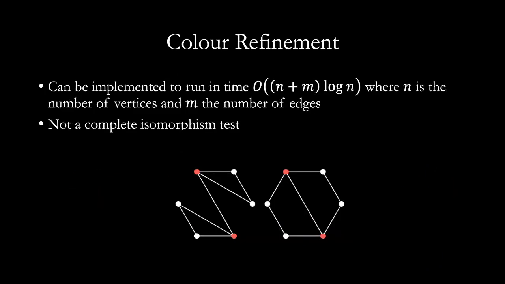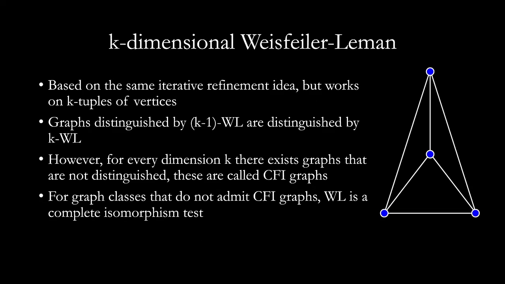This algorithm is very similar to the standard algorithm for minimizing deterministic finite automata. Borrowing ideas from Hopcroft's DFA minimization algorithm, color refinement can be implemented to run in time O((n + m) log n), where n is the number of vertices and m is the number of edges. As mentioned before, color refinement is not a complete isomorphism test, since it fails to distinguish simple non-isomorphic graphs, as seen here. The k-dimensional Weisfeiler-Lehman is based on the same iterative refinement idea.